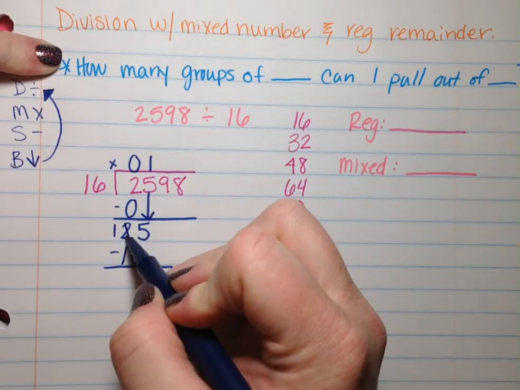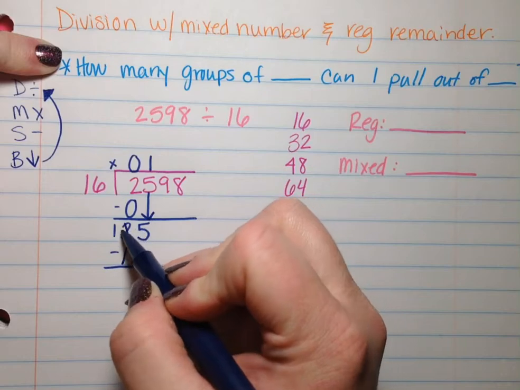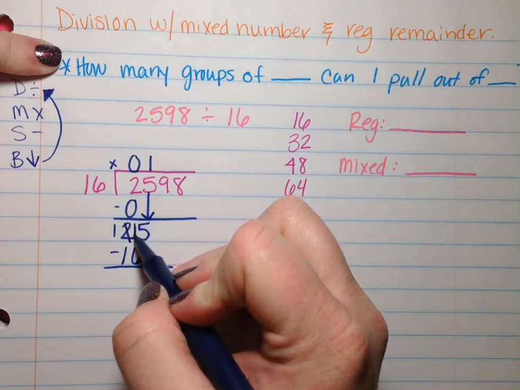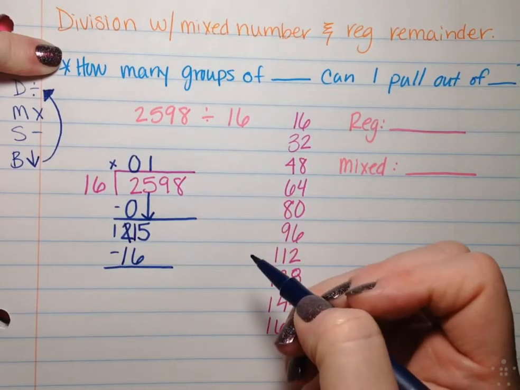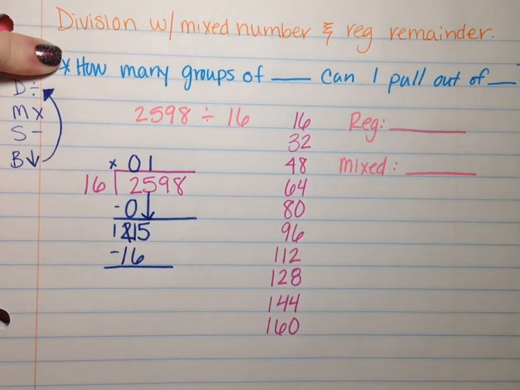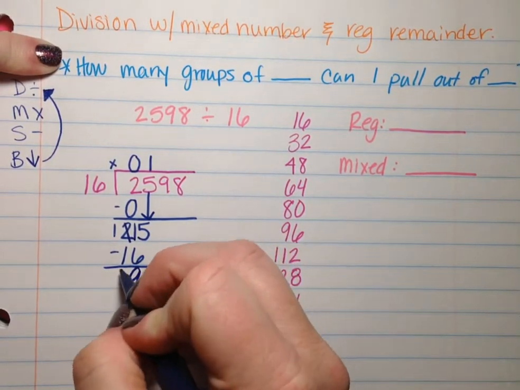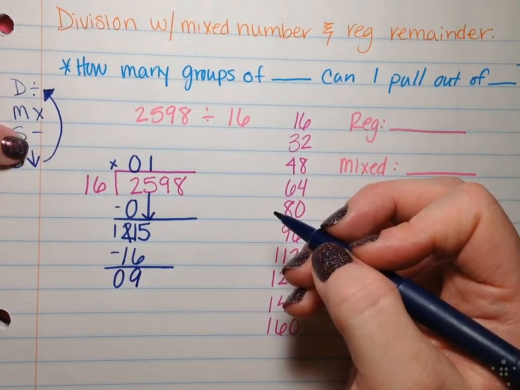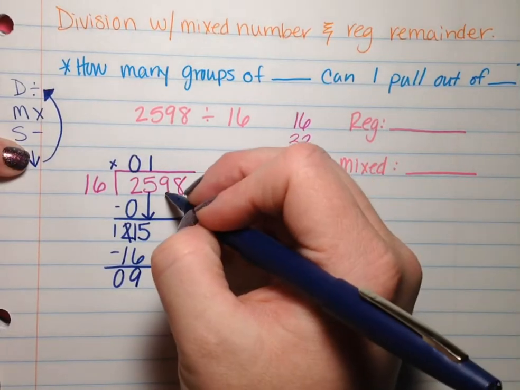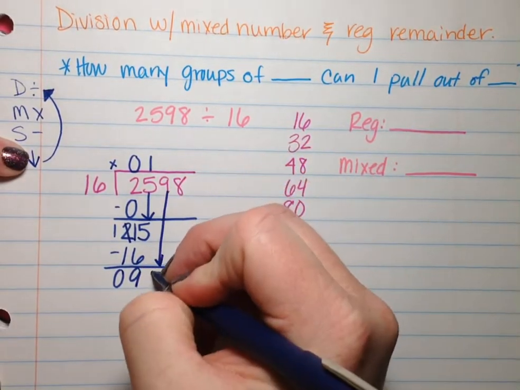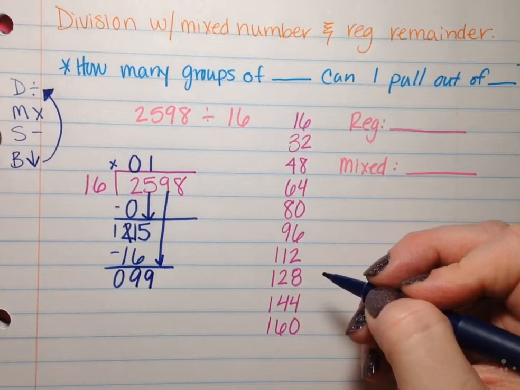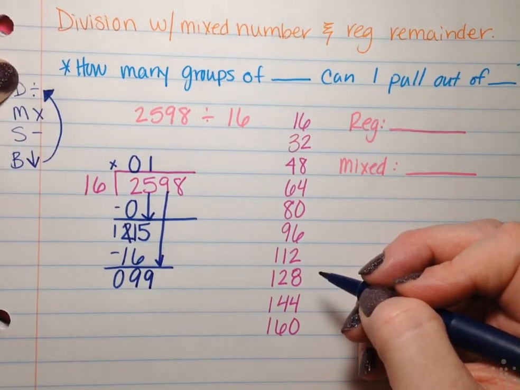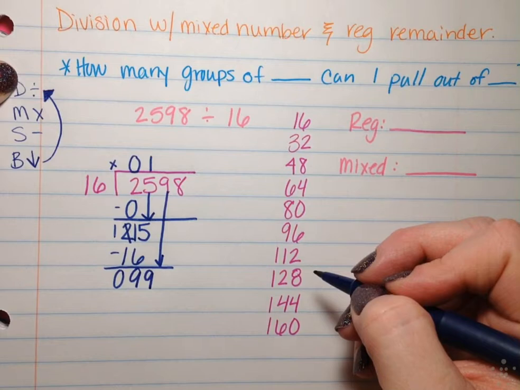So we're going to borrow a 10 from the neighbor. That 2 becomes a 1, and my 5 now becomes, if I add 10, a 15. 15 minus 6 is 9, and 1 minus 1 is 0. After I subtract, I bring down. We're going to go ahead and bring down the 9. Because I brought down, I'm going all the way back up to divide. Okay, ask me the question. Pause this and ask yourself the question.